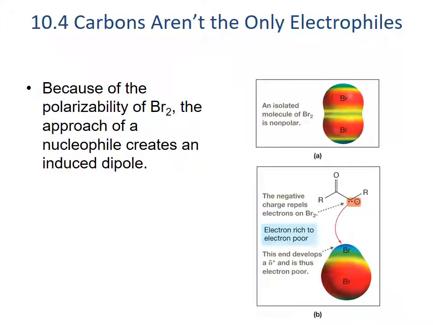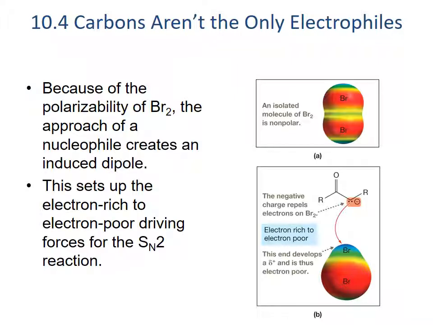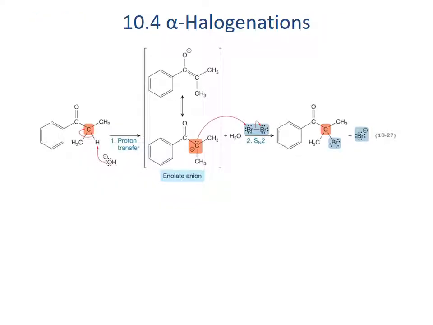We can use other electrophiles with alpha carbons too. Bromine is a great example. Bromine doesn't have a dipole on its own, but it's relatively polarizable. This allows one of the bromines to act as an electrophile and the other to be a leaving group, and we can substitute a bromine onto the alpha carbon. The complete mechanism for this reaction is shown.